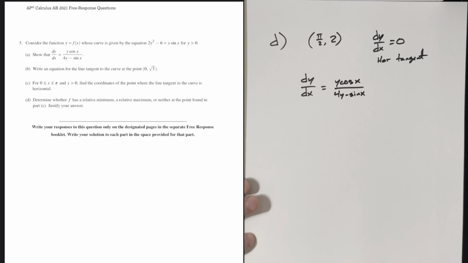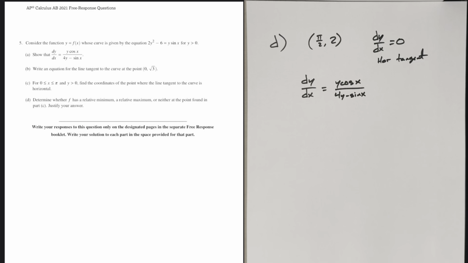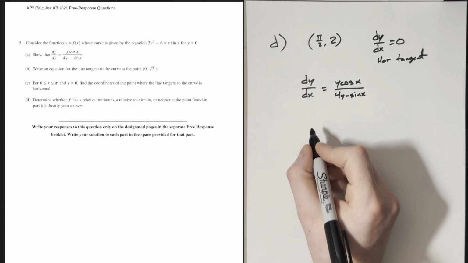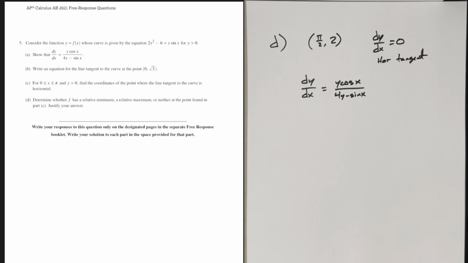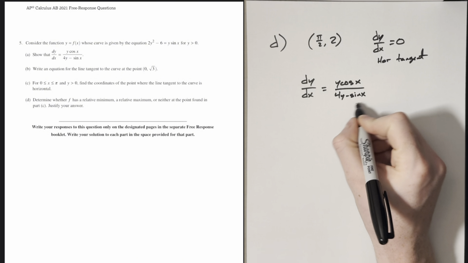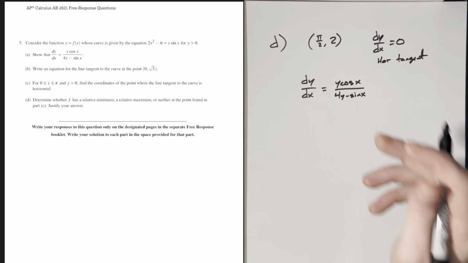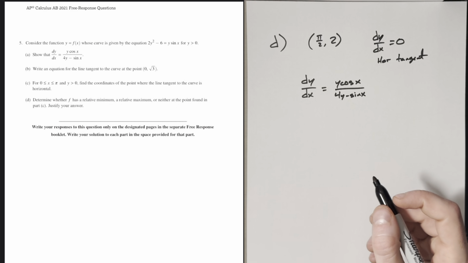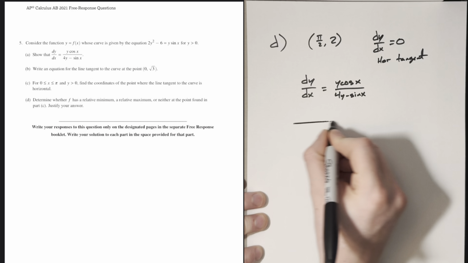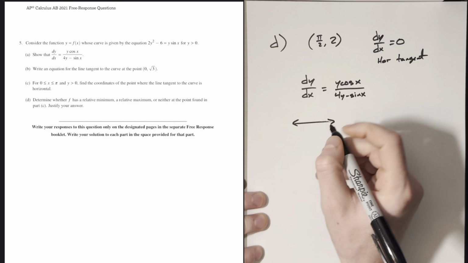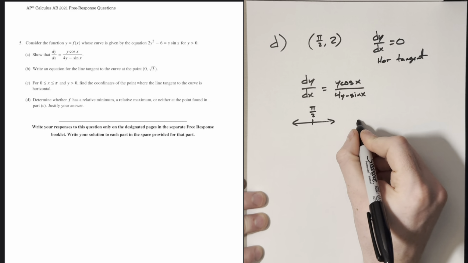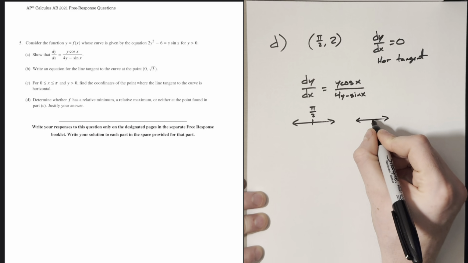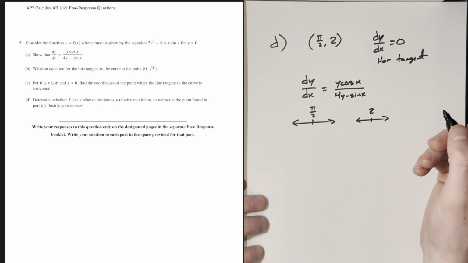So let's think about it. What I'm going to do is set up two separate number lines, right? And I'm going to look at pi over 2 and 2 as these separate critical values and see what happens to the value of these functions when I'm close to them. So I'm going to look at these two sides. For x, I'm going to look at both sides of pi over 2. For y, I can look on both sides of 2.